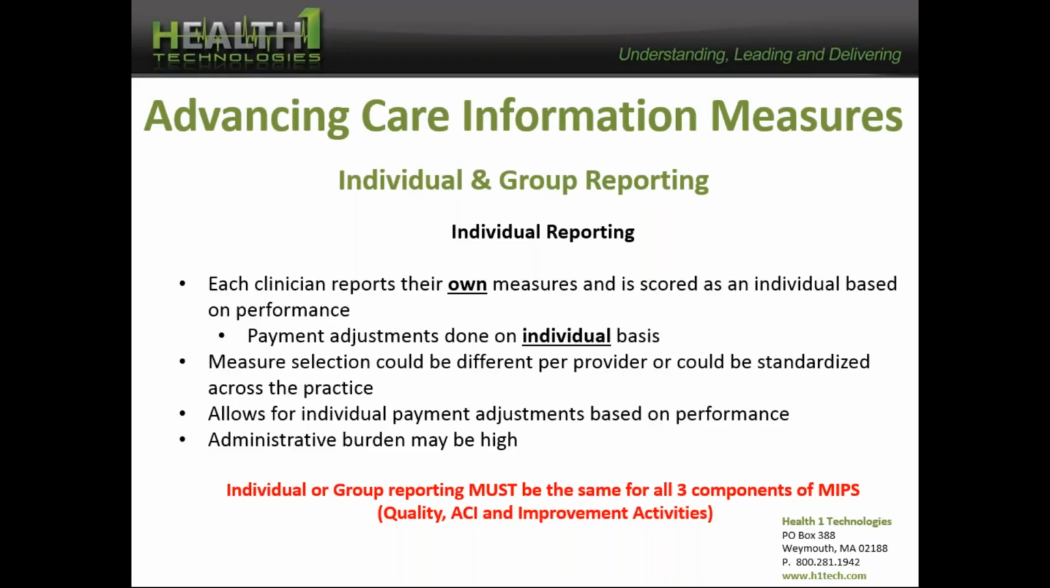One thing that I want to just point out is that if you're doing individual or group reporting, you have to do that through all of the components, so quality, ACI, and improvement activities. It can't be that you do individual for ACI and group for quality. It doesn't work that way. So basically, if your organization decides you're reporting as individuals, you'll report as individuals across the entire three programs. Same thing as group. So that's an important thing to keep in mind.